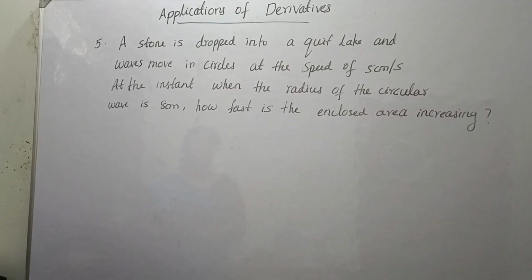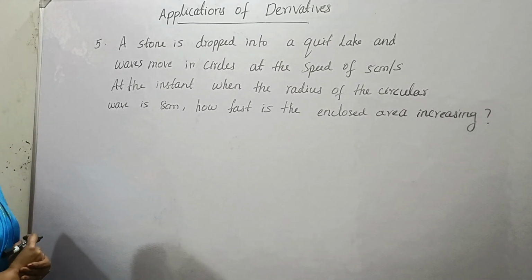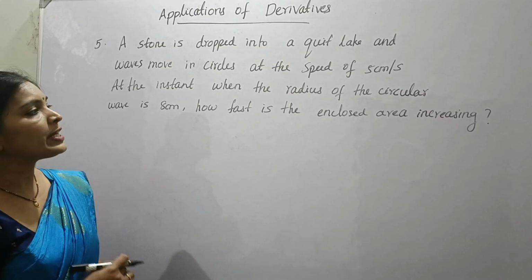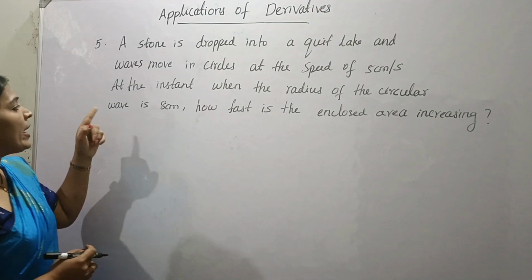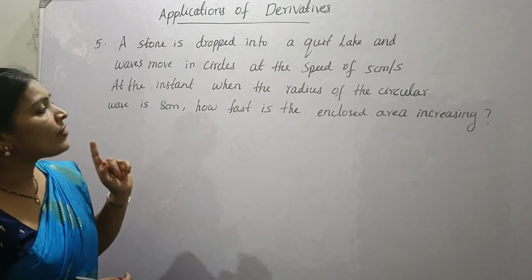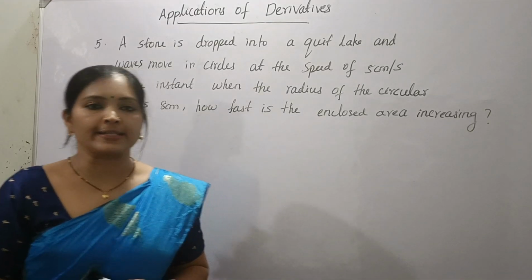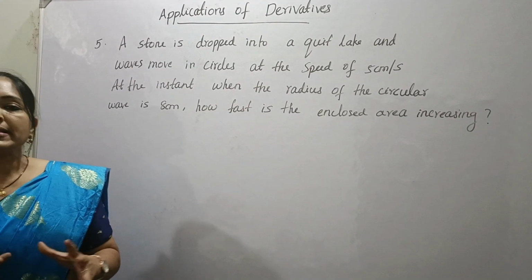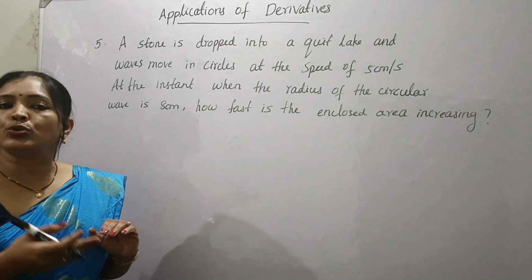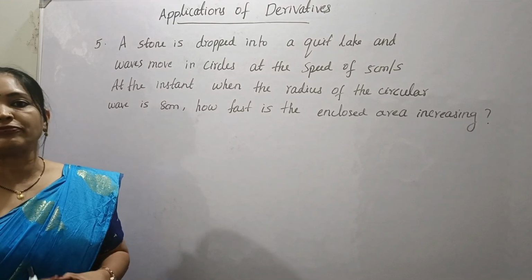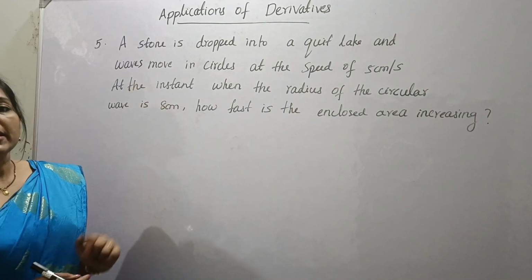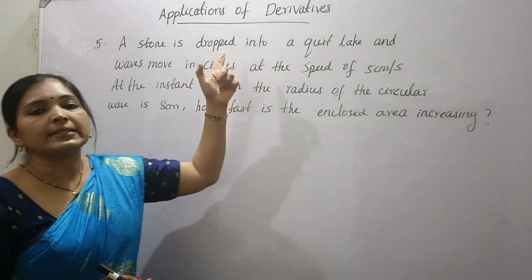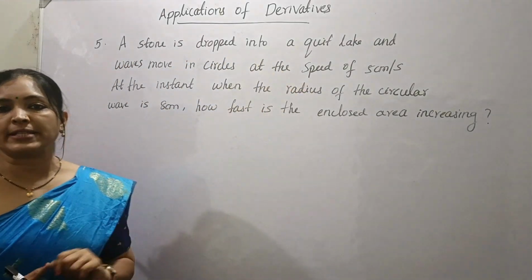A stone is dropped into a quiet lake and waves move in circles at the speed of 5 centimeter per second. At the instant when the radius of the circular wave is 8 centimeter, how fast is the enclosed area increasing? See, here we noticed that when we drop a stone into a quiet lake, some circles are formed, right? And waves move in circles. Here it is given waves move in circles at the speed of 5 centimeter per second.